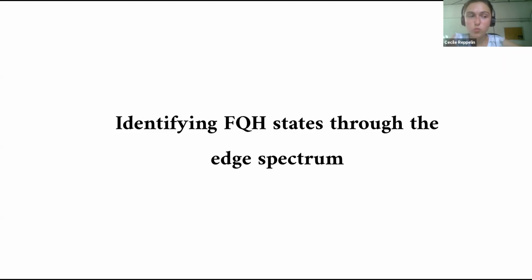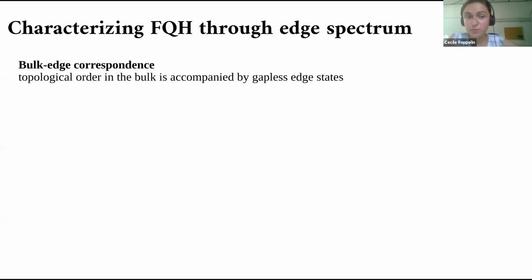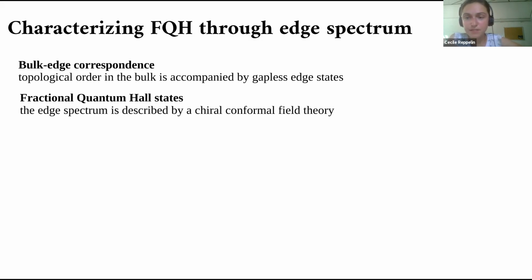There's another way which is most helpful in the cylinder geometry, and is most helpful when you're doing geometry, for example, and it's through the edge spectrum. Okay, so you know about the bulk edge correspondence. It tells you that if you have topology in the bulk, it's going to be accompanied by gapless edge states, and the nature of these edge states is in one-to-one relationship with the topological order in the bulk. And in fractional quantum Hall states, this is especially true. And we can actually describe the edge spectrum by a conformal field theory.